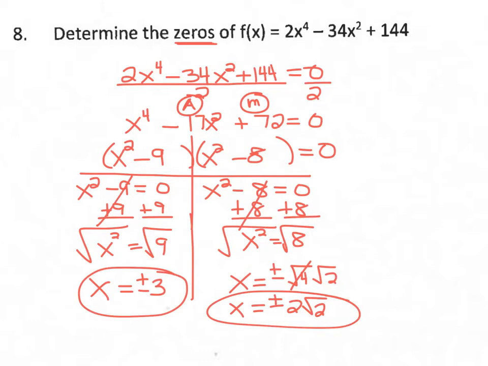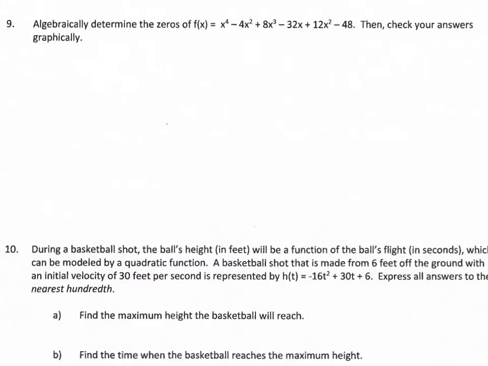So you would see the graph crosses the x-axis at positive 2.8 and negative 2.8. And again, that's approximations. Okay, number 9 asks us to algebraically determine the zeros of f of x, just like we did in number 8, but then they want us to check our answers graphically, which I did talk about in number 8, how to do that.